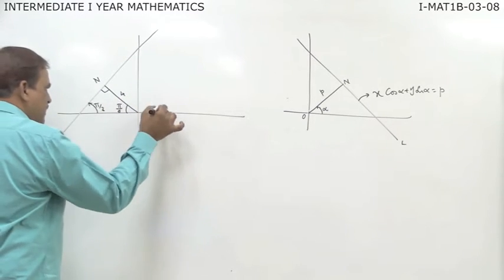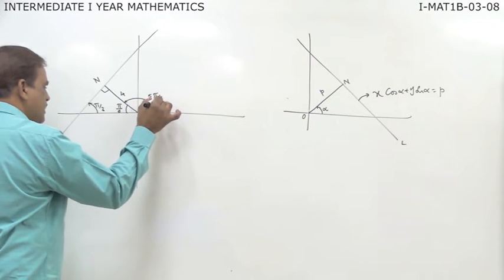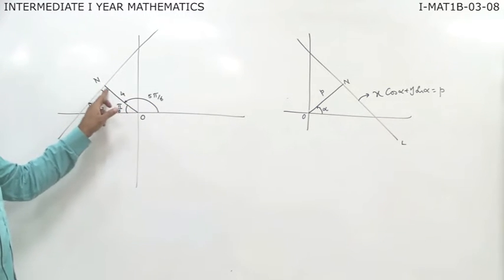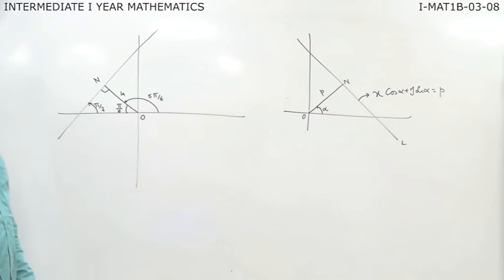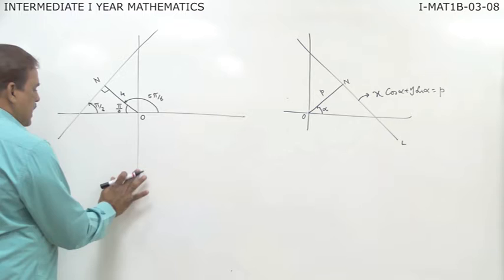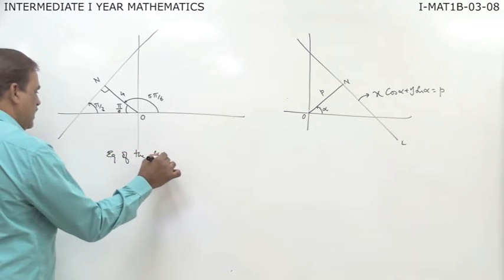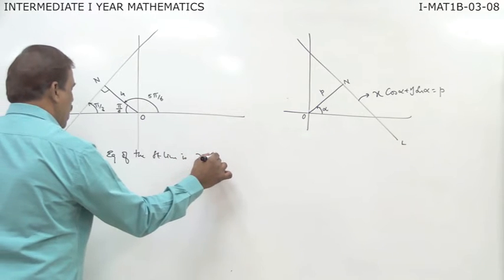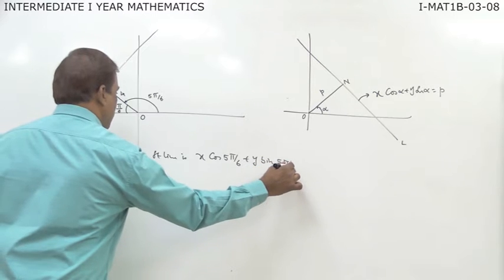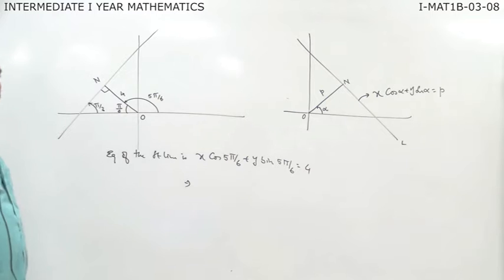The whole of this angle is 180. Then this should be 5 pi by 6. Now the normal is making an angle 5 pi by 6 with the positive direction of x-axis in the anti-clockwise direction, and the length of the normal is 4 units. Hence, the equation of the straight line is x cos 5 pi by 6 plus y sin 5 pi by 6 is equal to 4.